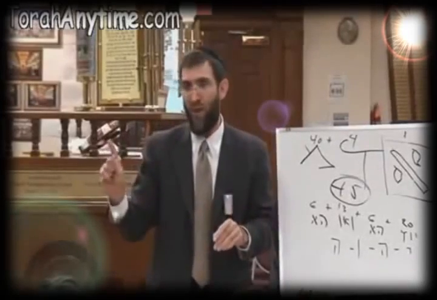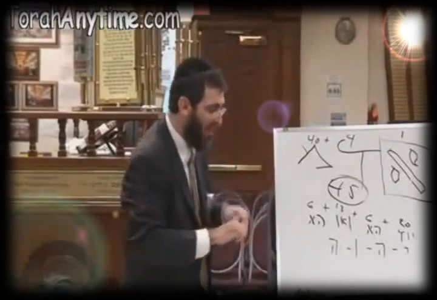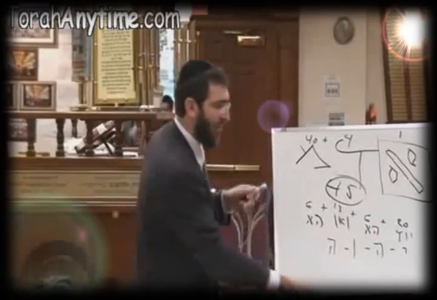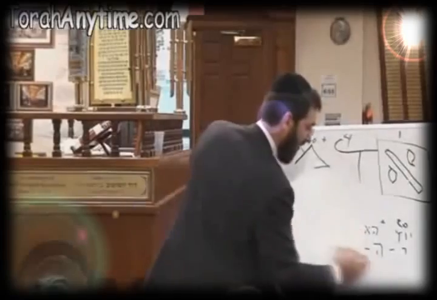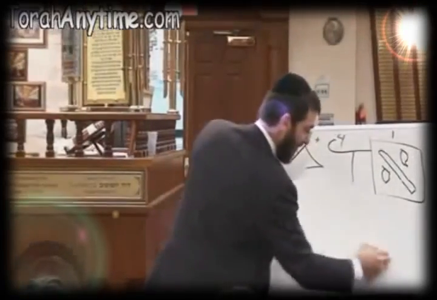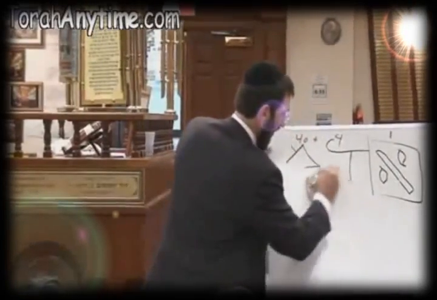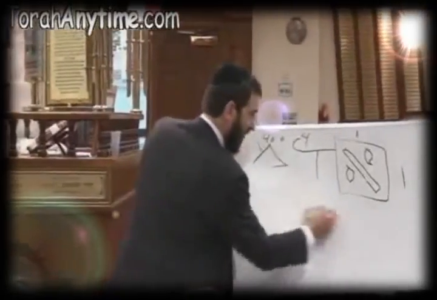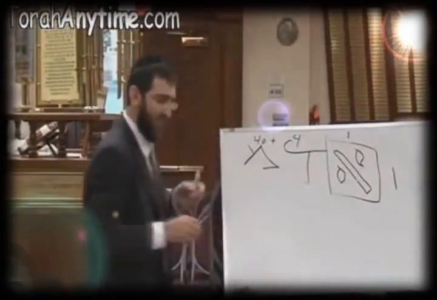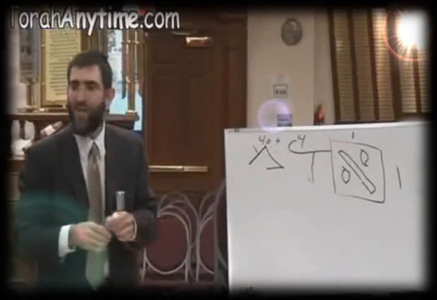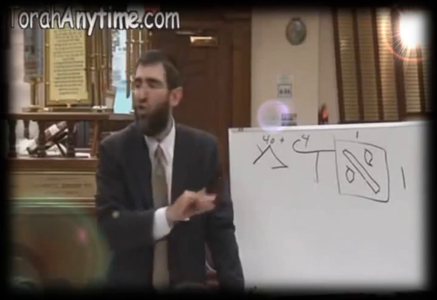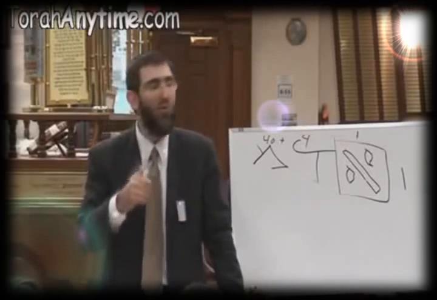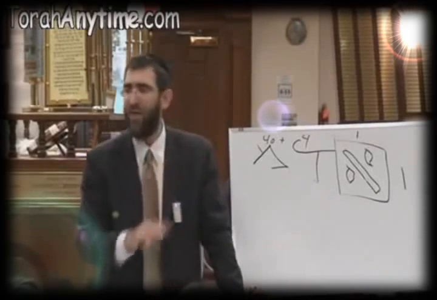But let me take you a little deeper if you haven't been impressed yet. What makes us different than the animals? What really makes us different than the animal kingdom? Well, I'm going to tell you what makes us different. What makes us different from the animal kingdom is that we can have a relationship with the Almighty. A real relationship. An animal can't.